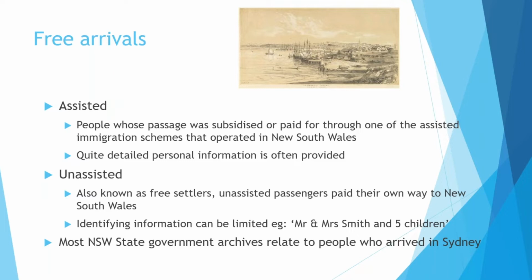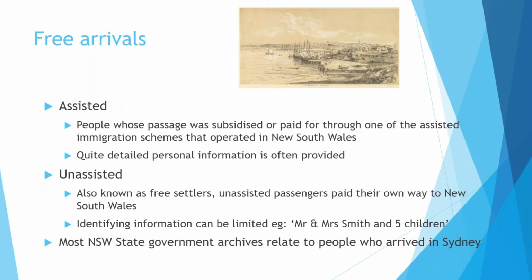Unassisted passengers are people who paid their own fare. Now, you might find in some cases that one family member paid their own way out and then sponsored other family members to come out. However, because they've paid their own way out, the level of detail about an individual is not the same as those who are assisted.